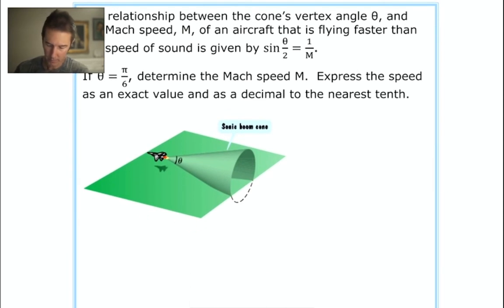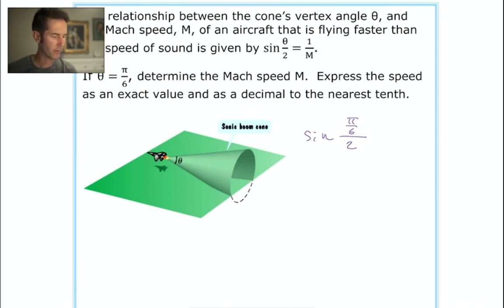Well, that looks like it's going to be pretty easy. All I've got to do is take the theta value and plug it in, right? So we've got the sine of theta, which is pi over 6, over 2, is going to equal 1 over M. So all we have to do is figure out what the sine of pi over 6 over 2 is. Well, that's the sine of pi over 12. Wait, I don't know how to find the sine of pi over 12. We're going to have to use our half-angle identity.